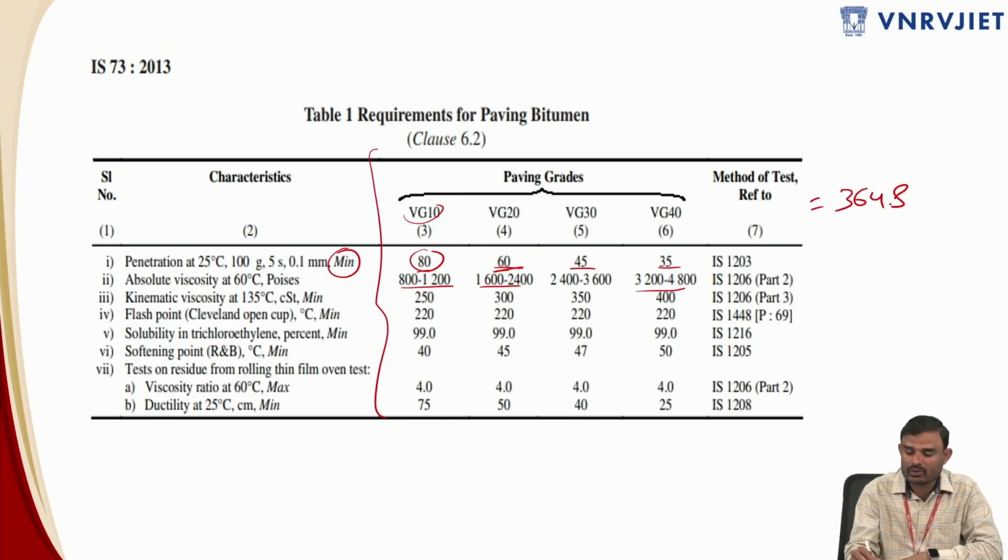So the viscosity of the bitumen has come to be 3648. This is coming into the range of 3200 to 4800. So this bitumen can be classified as VG40 grade of bitumen.